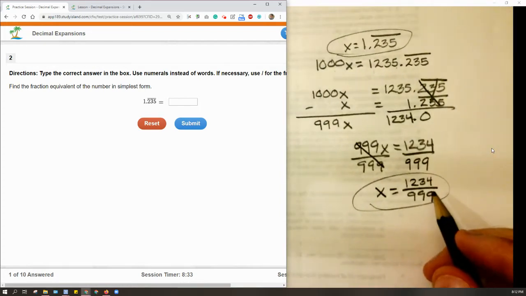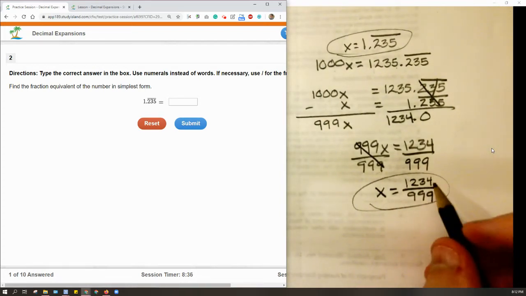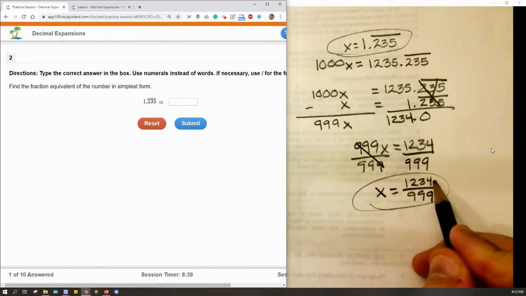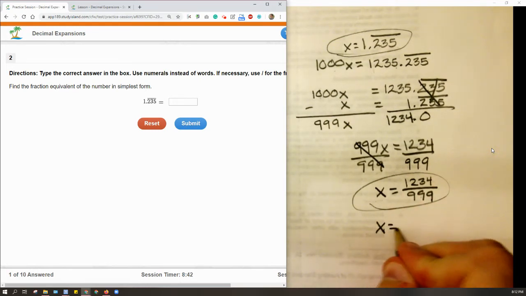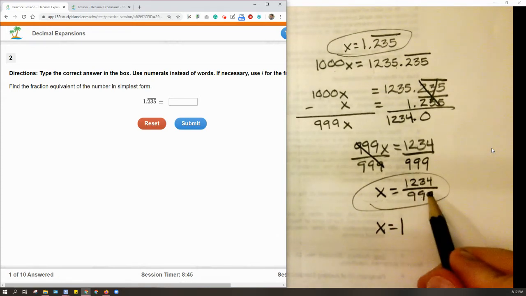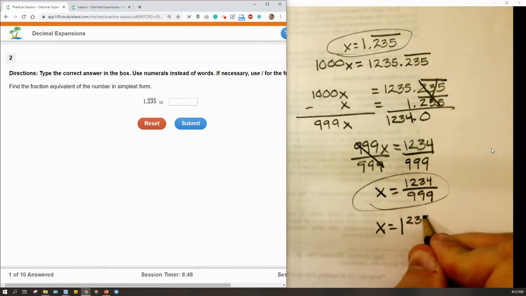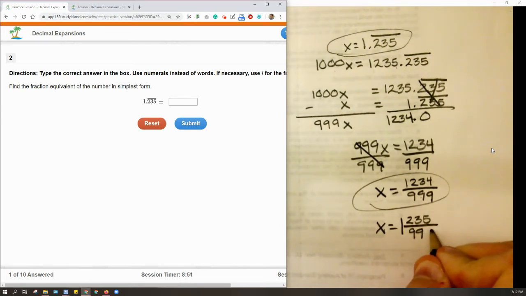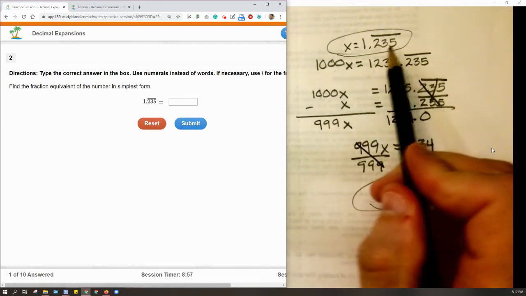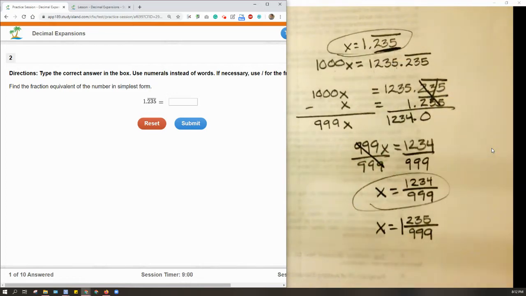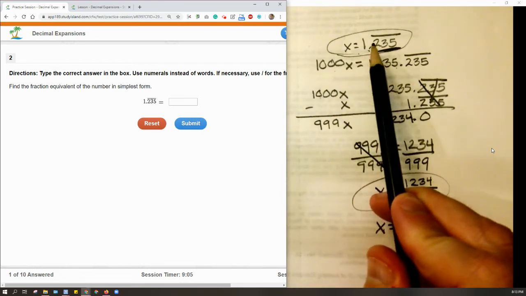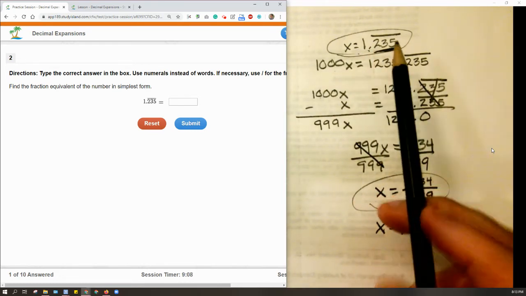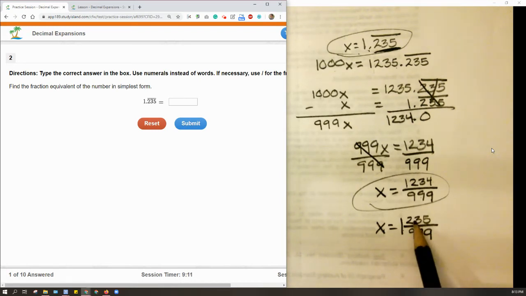If I turn this improper fraction into a mixed number, 999 goes into 1,234 once, so x equals 1, with what left over? What's the remainder? 235 over 999. Hey, 235. Does that number look familiar? Sure it does. 235. It's the three decimals that we're repeating. So we have 1 and 235 repeating. That turns into the mixed number 1 and 235 over 999.